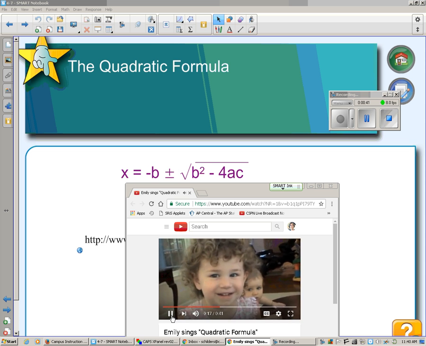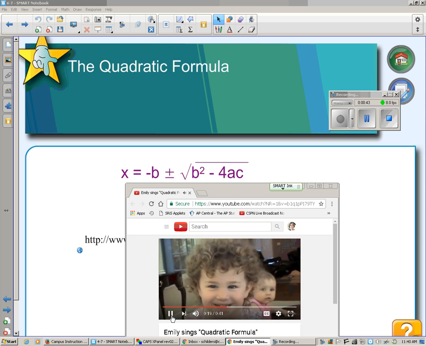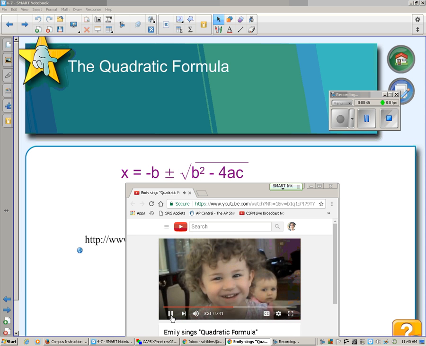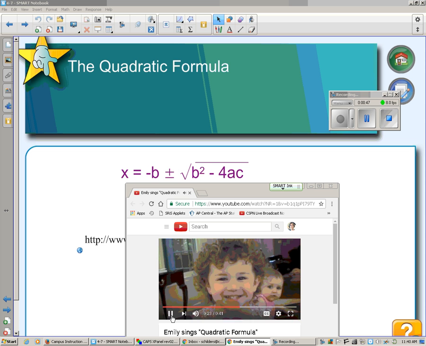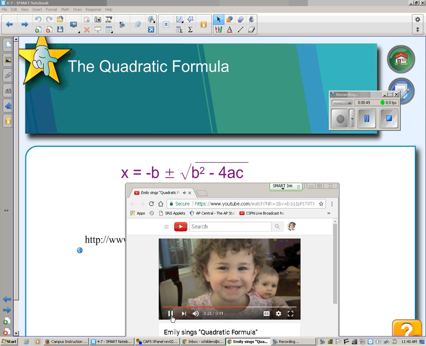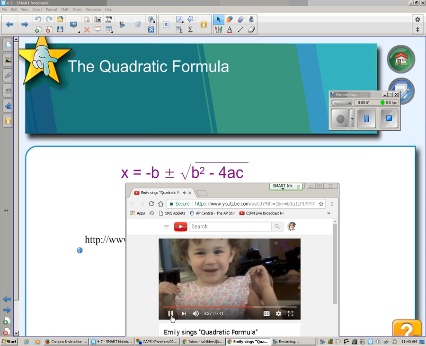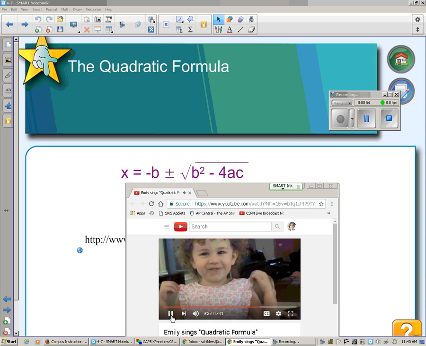Good job, Emily. What about the x equals? X equals negative. X equals negative. Plus or minus square root. B squared minus 4ac. I want you.